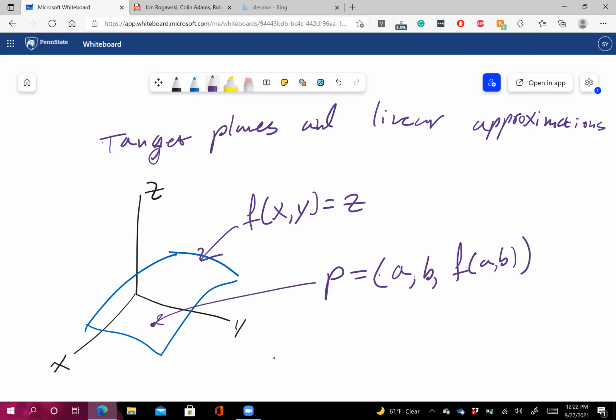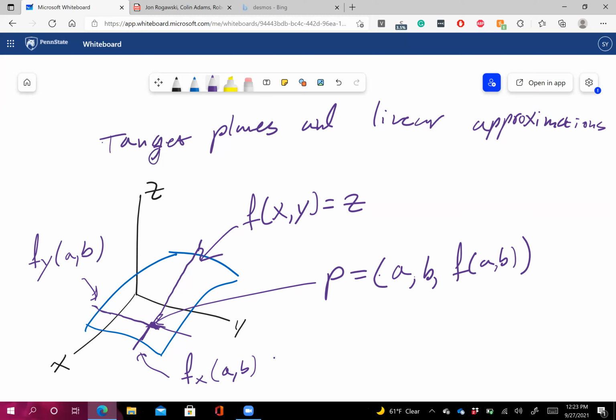And so we can find a line tangent to this point in the x direction as we let y stay fixed. The slope of this line at this point will be f partial with respect to x at the point (a, b). And we can find another line tangent to this point going in the y direction where x is fixed, and this line will have the slope f partial with respect to y of (a, b).